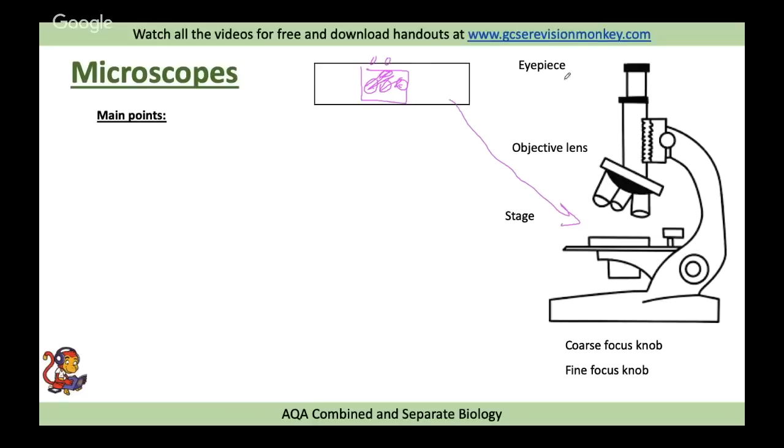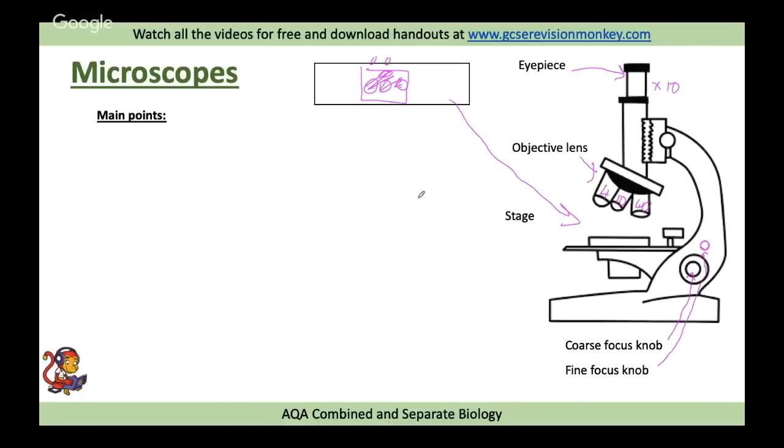We look at the cells using the eyepiece, which is the top bit. This often has a number on it, for example, times by 10. And then we have the lenses below, again, which will have numbers on them, perhaps 4, 10 and 40, for example. And some focusing knobs or focusing wheels. You'll often have a coarse one and a fine one, which I'll just draw on here as well.